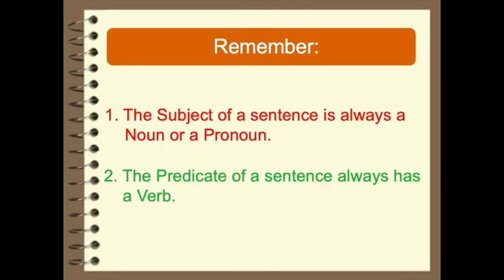So let us always remember, number 1, the subject of a sentence is always a noun or a pronoun. Number 2, the predicate of a sentence always has a verb. Again, number 1, the subject of a sentence is always a noun or a pronoun. Number 2, the predicate of a sentence always has a verb.